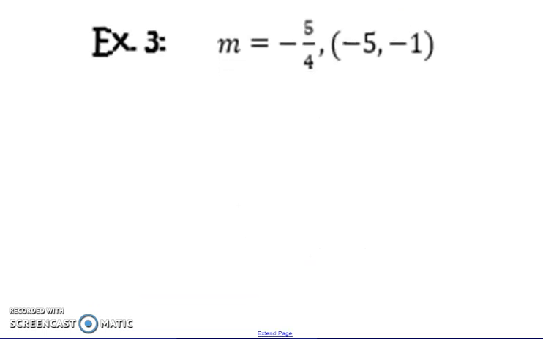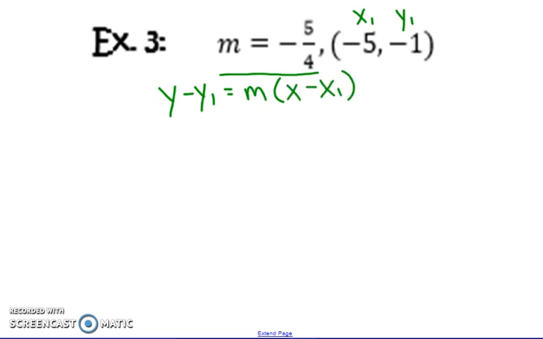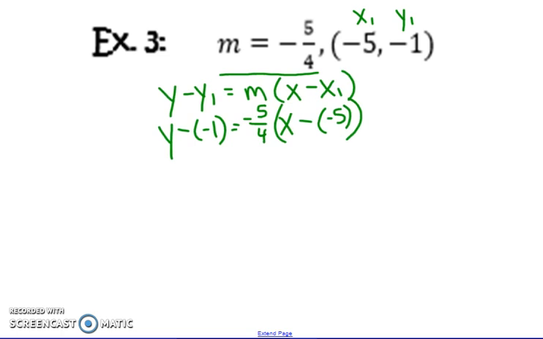In our third example, our slope is a fraction, but that's okay, because fractions are our friends, so we're going to keep using it. My x1 is -5, and my y1 is -1. So my equation, y minus y1 equals m times x minus x1. So if I substitute in, I have y minus -1 equals -5/4 x minus -5. Well, on both sides, two negatives make a positive, so we now have y plus 1 equals -5/4 x. A negative and a negative make a positive, so we get plus 5.